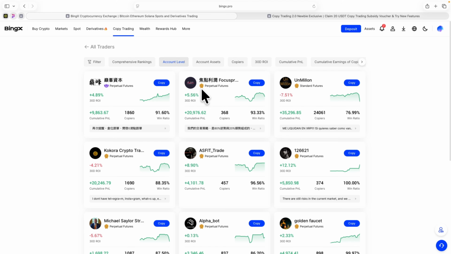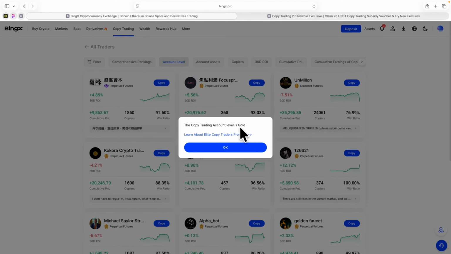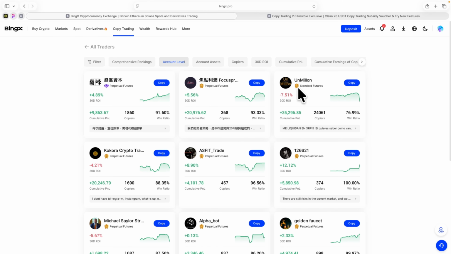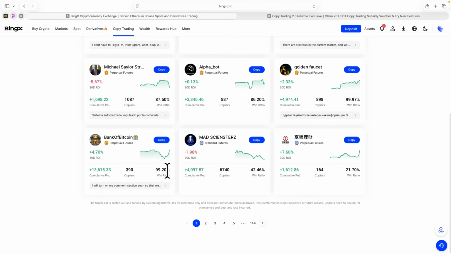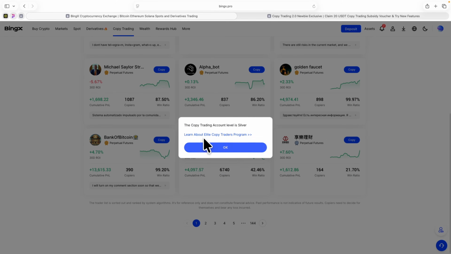I can see the next one right here. If you click, this person is on gold. So this is gold right here. You can see gold too. All of these people are on gold. And the next one after gold is silver. So this is silver right here. You can see this is the first person on silver. So you can see silver there.